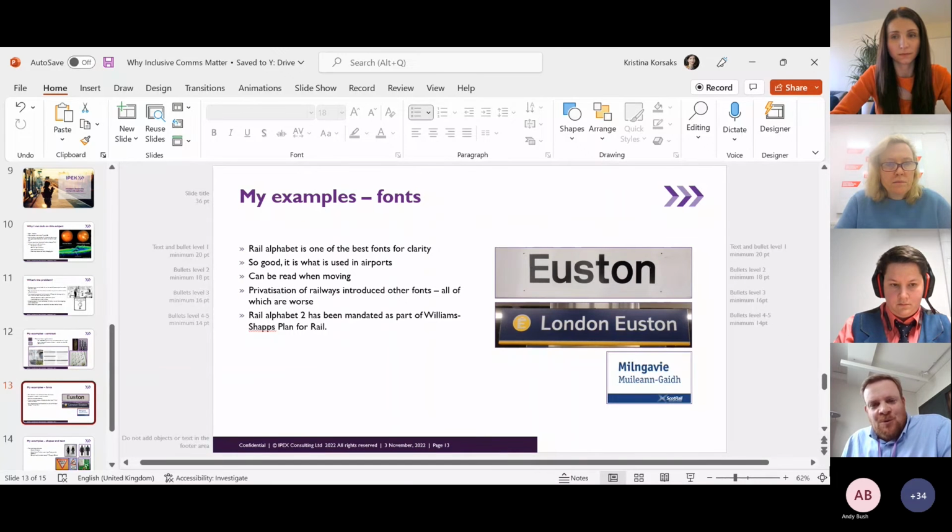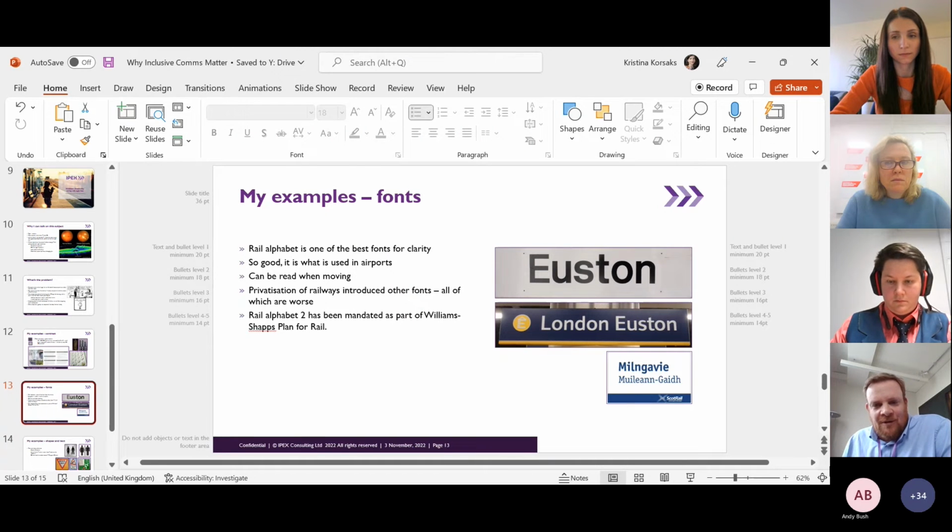The top picture, Euston, is in the original rail alphabet. The one below, London Euston, is in the Network Rail alphabet, which, although very similar, has squashed the letters closer together. That makes it harder to read when you're walking along. A sign that says London Euston is fairly easy to read, but other ones that say way out or toilets or various information can be a lot harder.